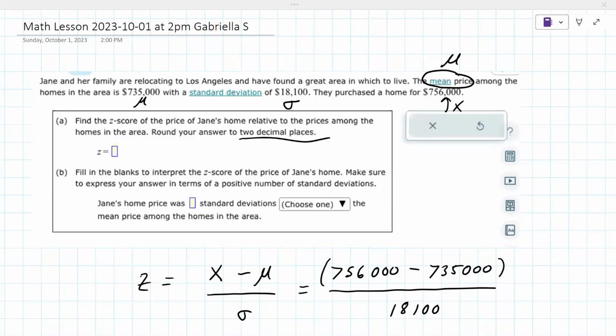Do we make the parentheses out of it or just on top? Just on top. Okay.